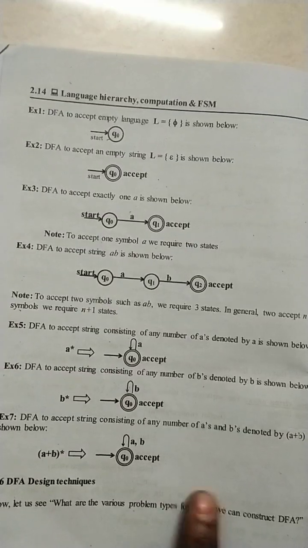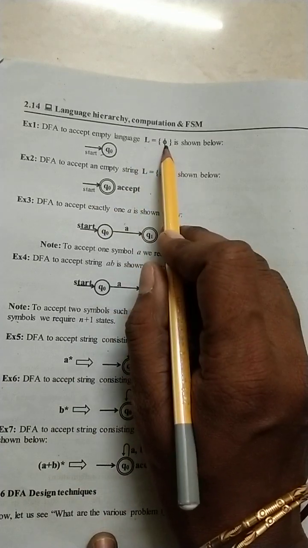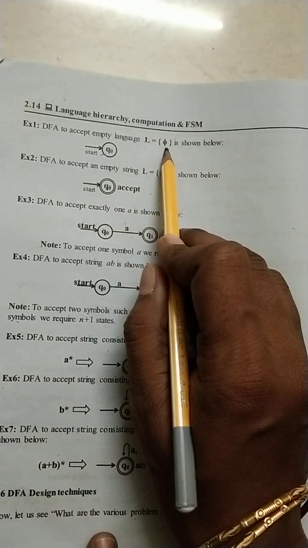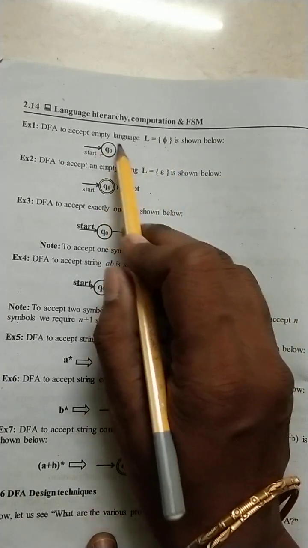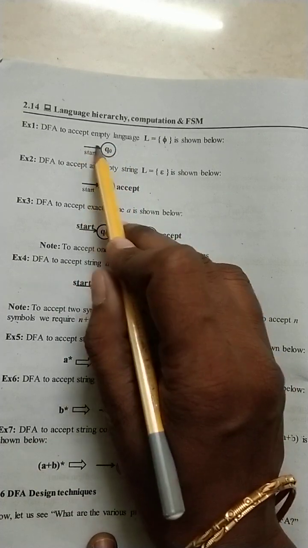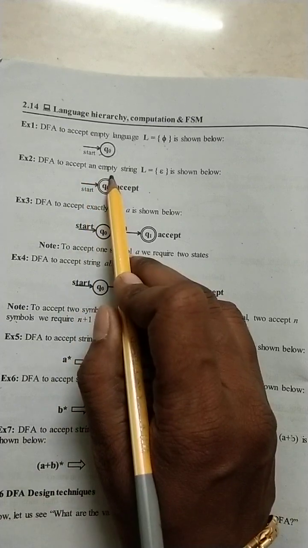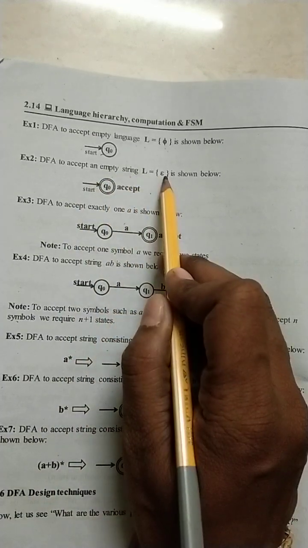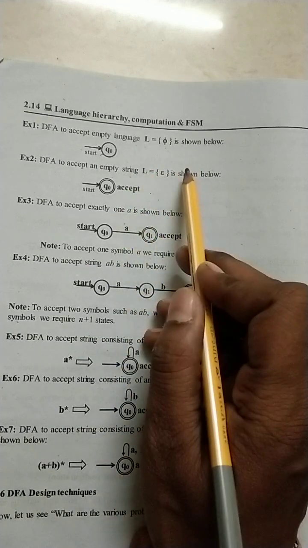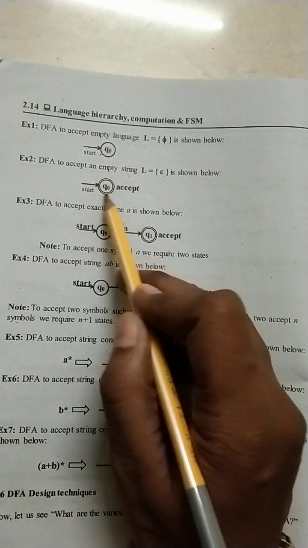Now we'll see the simple languages accepted by a DFA. So L is the language, and it should accept phi. Phi means an empty language. So for empty language, a minimum of one state should be present with the starting arrow. Okay, next one, we should accept the empty string, epsilon. Epsilon means there is no symbol present, the empty string. So the empty string should be accepted.